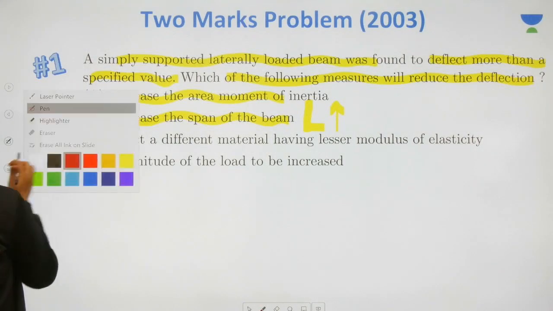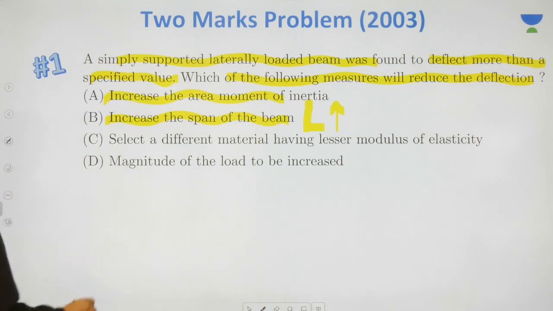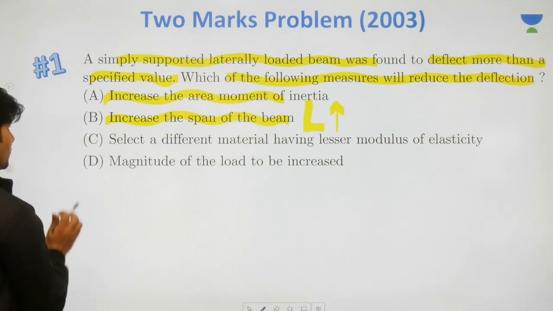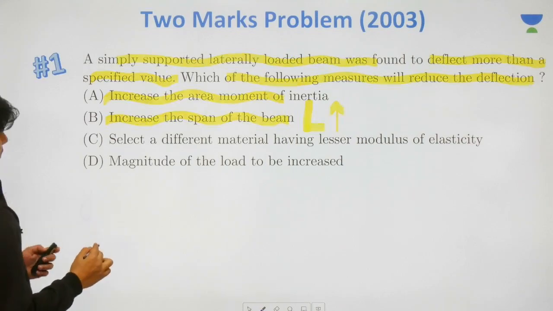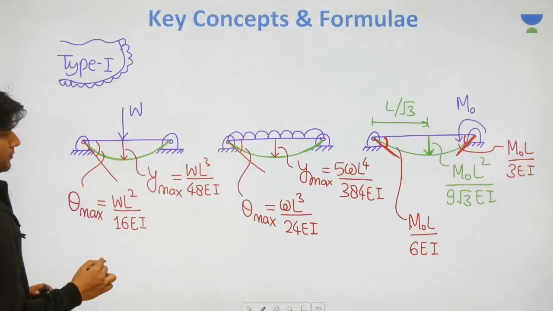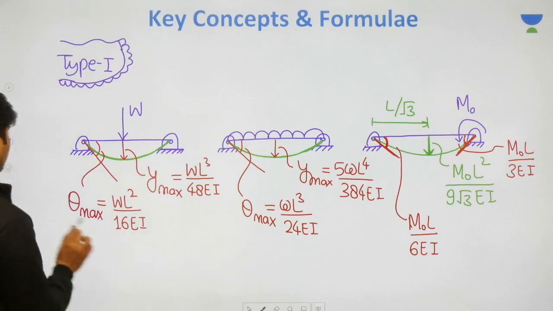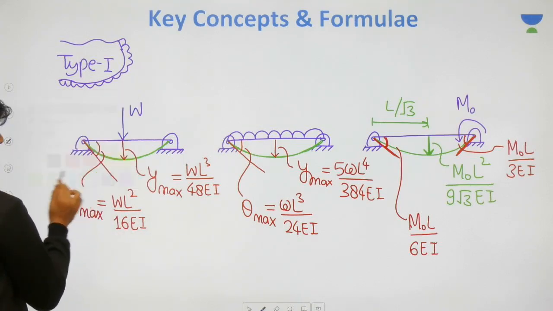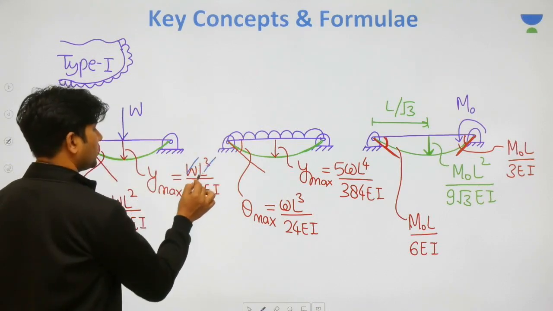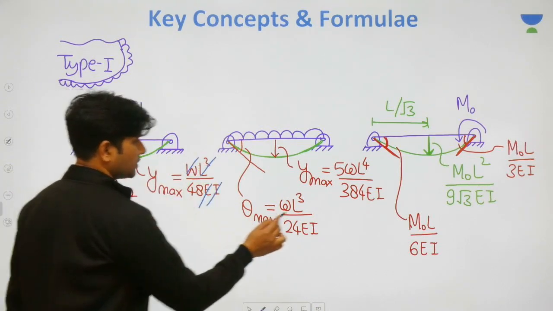For example, this problem they asked in 2003. A simply supported beam is found to deflect more than a specified value. You want to reduce the deflection. Now, if you look at any deflection formula, you always have a pattern. What is the pattern? Load, length, elasticity, moment of inertia.